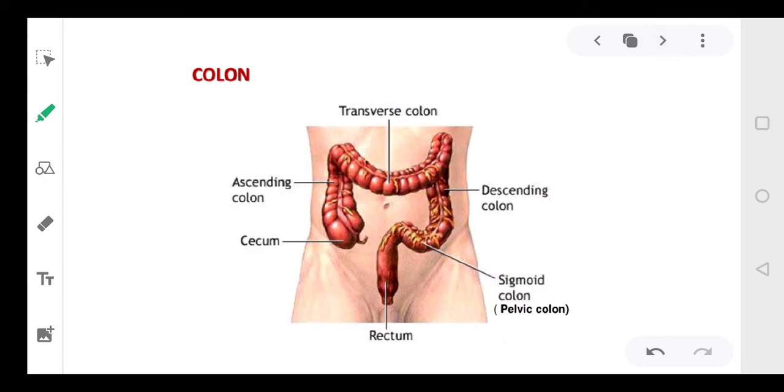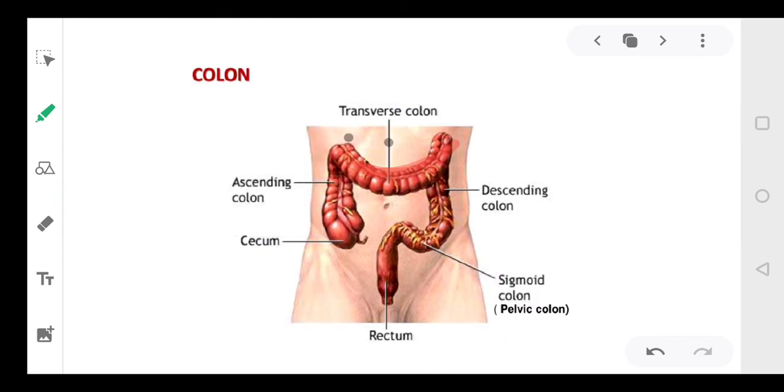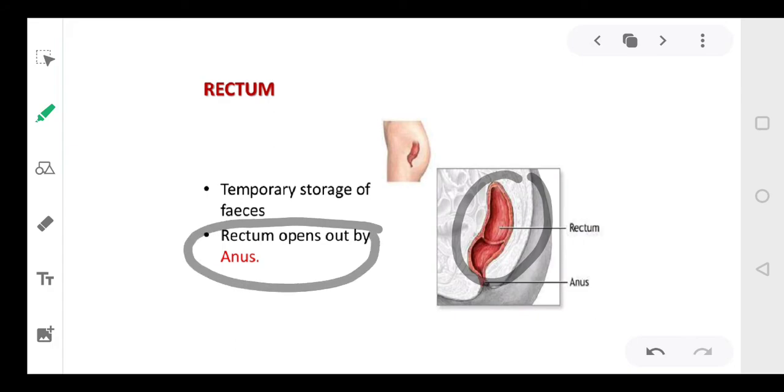Next is colon. These two parts are colon. ये जो parts हैं आपकी colon है. So this is your ascending colon. यहाँ से लेके जो part है, this is ascending, then transverse, then descending colon, right? Then is your rectum. This is your rectum, जहाँ आकर temporarily आपका waste material store होता है. Okay, so rectum में partially आपका waste material आकर store होता है, and then that waste material is expelled out of the body through the anus.